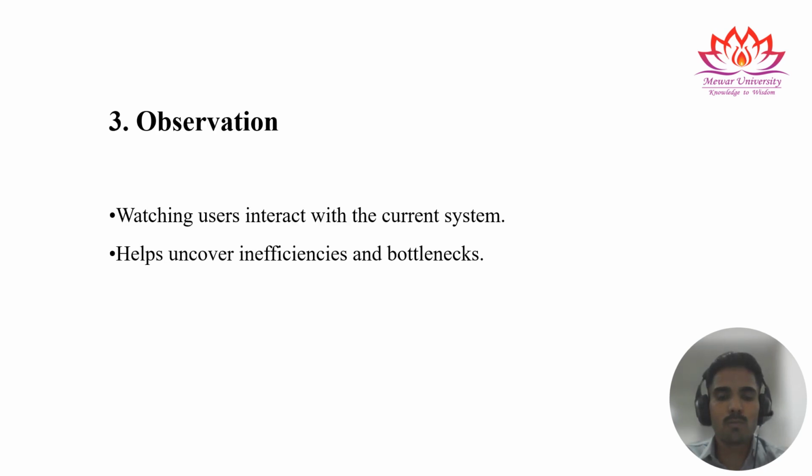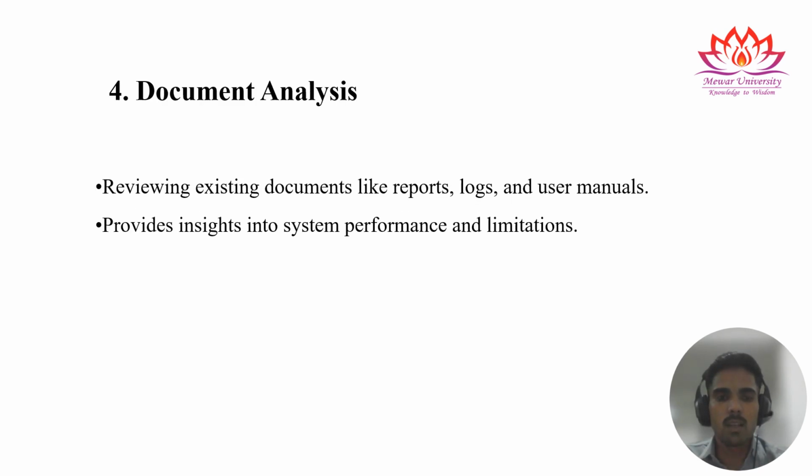Next, observation. The third technique is observation, watching the user interact with the current system and helping uncover inefficiencies and bottlenecks. The fourth technique of system analysis is document analysis, reviewing existing documents like reports, logs, and user manuals, which provide insights into the system performance and limitations.